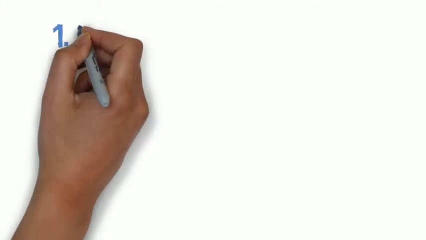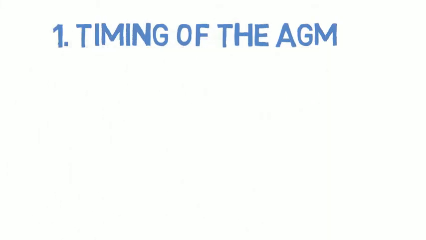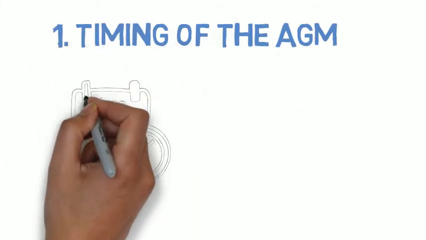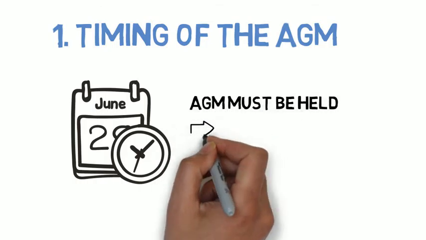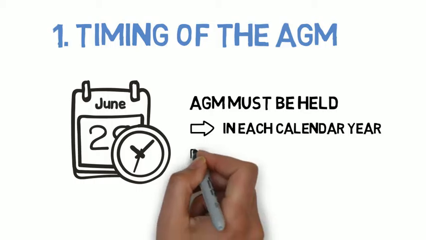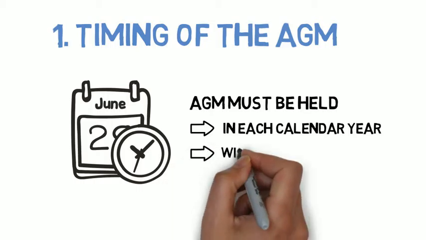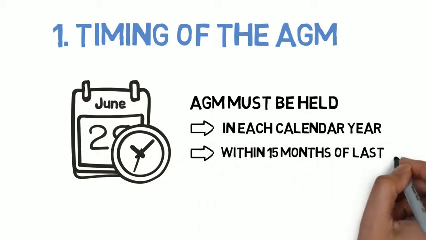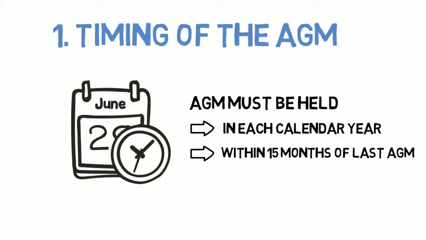Okay, let's get started. Number 1, the timing of the AGM. Under the new Societies Act, an annual general meeting must be held in each calendar year. There had been a requirement under the old Society Act that an AGM must be held within 15 months of the last AGM. That requirement has been removed.